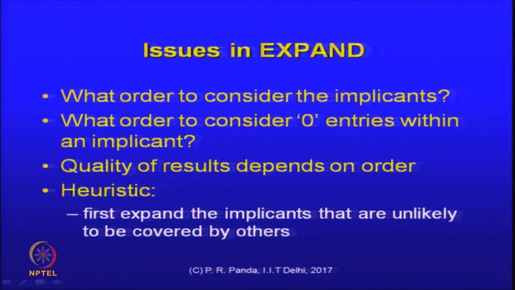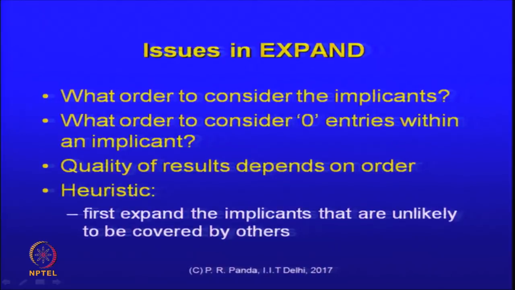Issues are what order to consider the implicants. I have a large number of implicants, and the idea of course is to take an implicant and increase its size until it does not intersect anything in the offset. That is fine, that is easy to do, but when I have a large number of implicants, which one do I start with? That does influence the later steps and therefore the quality of my solution.